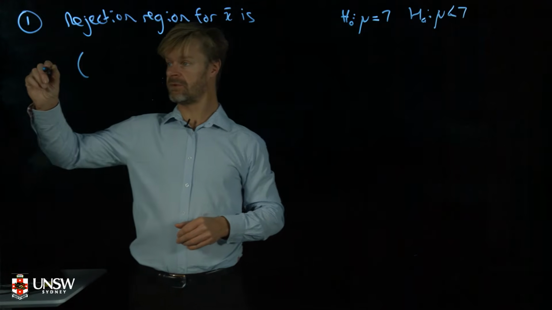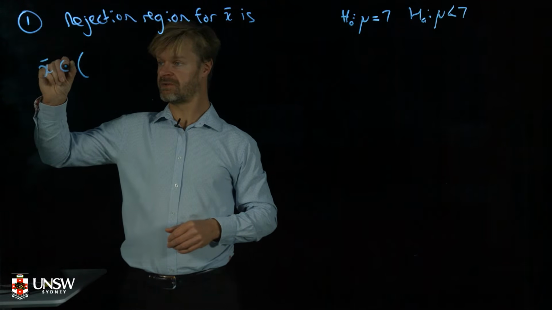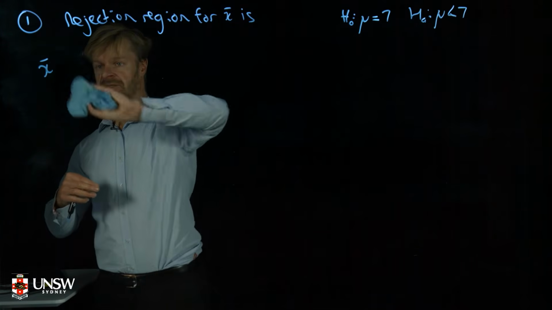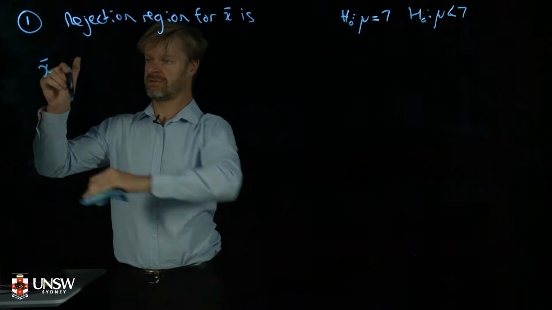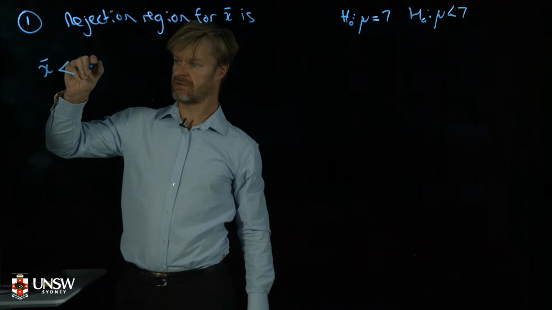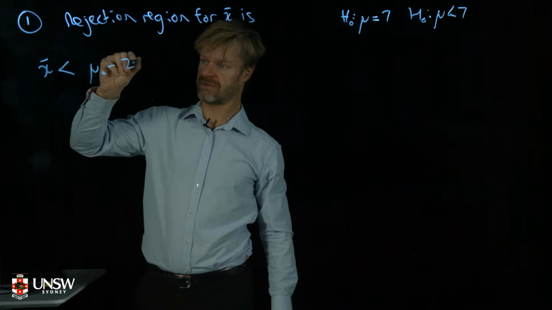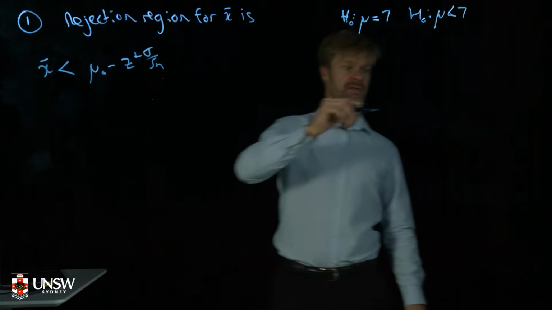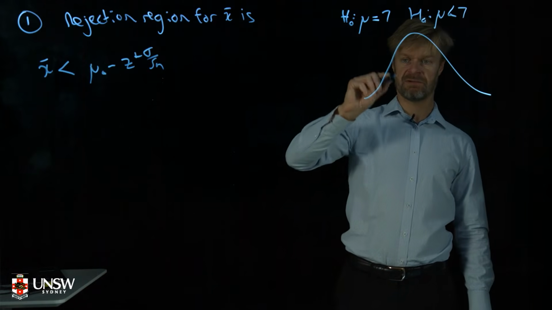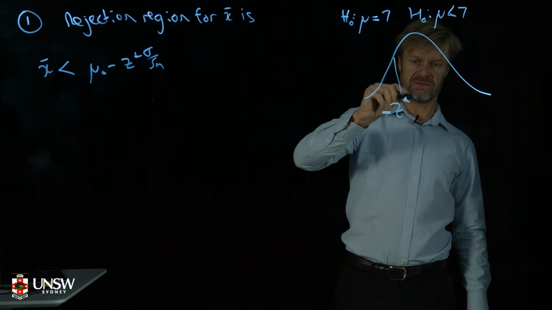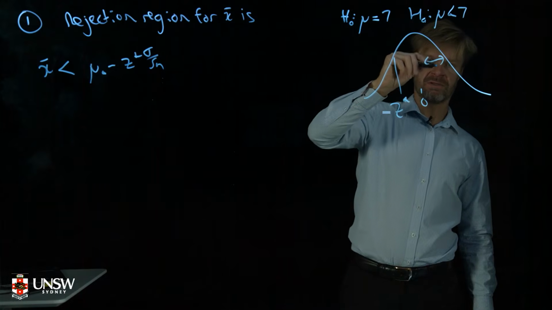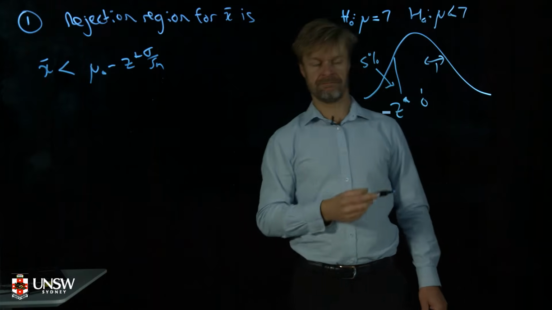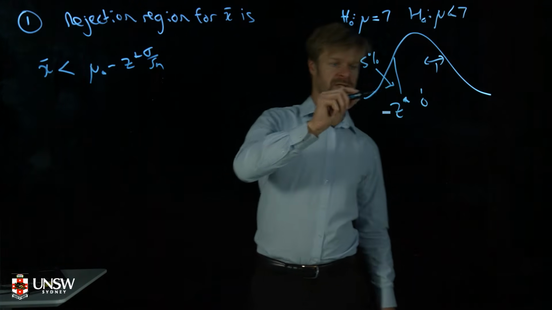We're looking for sample means that are less than some critical value, less than mu naught minus z star sigma on root n, where z star is a value from the standard normal distribution such that the chance of getting less than z star is 5%. Okay?